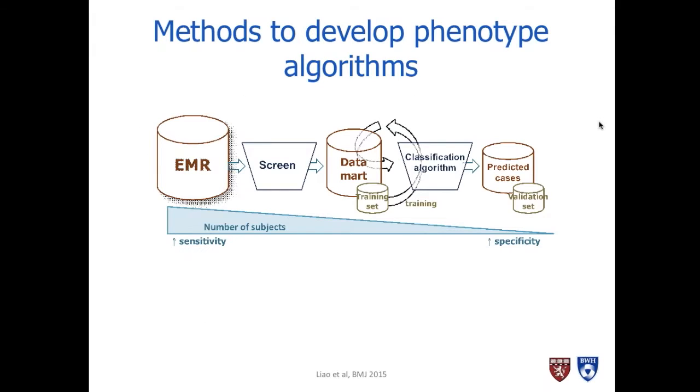And so this is just a schematic of a general method we developed for rheumatoid arthritis, and then we eventually applied it for the development of algorithms for other phenotypes, including diabetes, inflammatory bowel disease, and coronary artery disease.